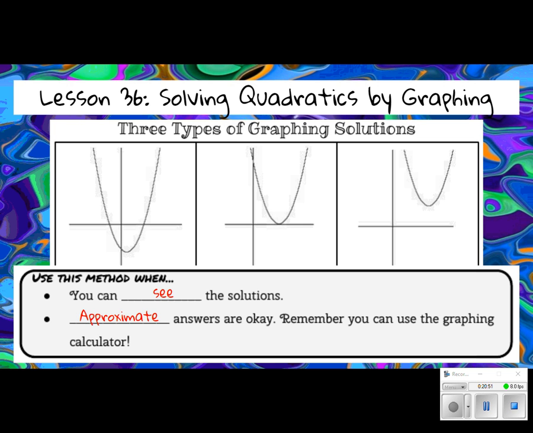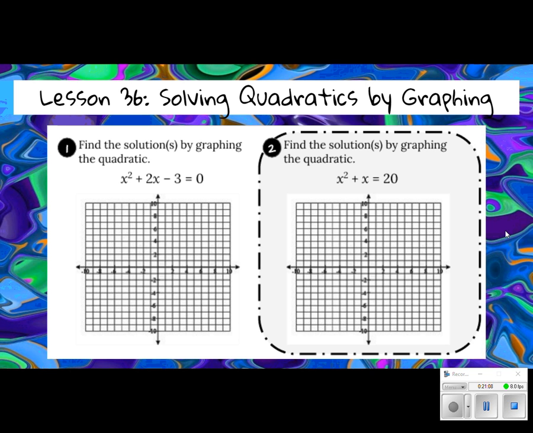So if decimals are okay, you can use a graphing calculator. Remember that little left bound, right bound thing that I was showing you in the calculator? If approximate answers are okay, and it says round to the nearest tenth, round to the nearest hundredth, then you could use the graphing calculator to help you there. So we're going to find the solutions by graphing the quadratic.